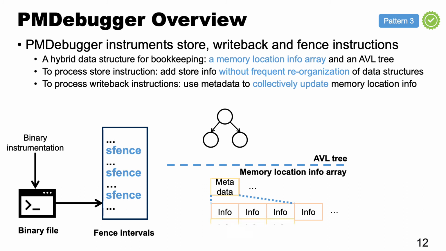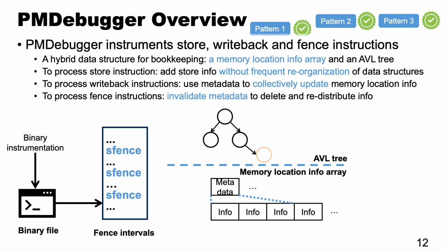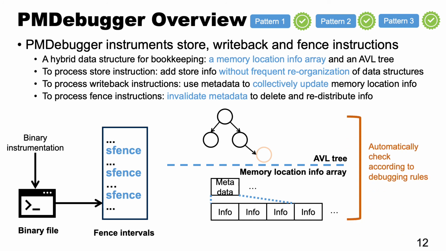Using the metadata, PMDebugger enables faster queries and collectively updates memory location information when processing write-back instructions. Pattern 2 suggests this design. When processing the fence instructions, PMDebugger can simply invalidate the metadata to enable much faster memory location information deletion, and redistribute some memory location information from the array to the AVL tree to gain the long-term benefits of quick searching. This design is driven by pattern 1. Meanwhile, PMDebugger automatically verifies the information to check bugs according to the defined checking rules.